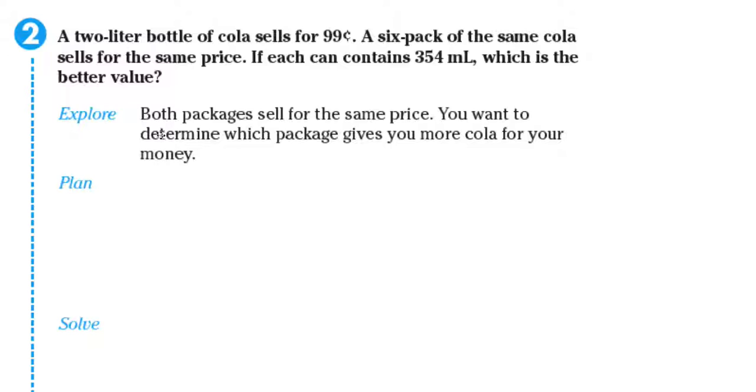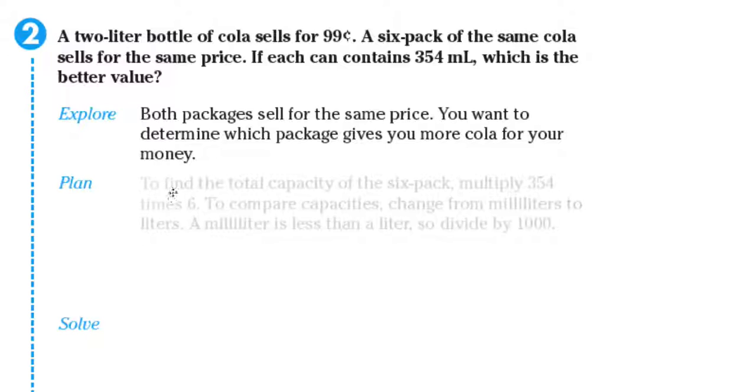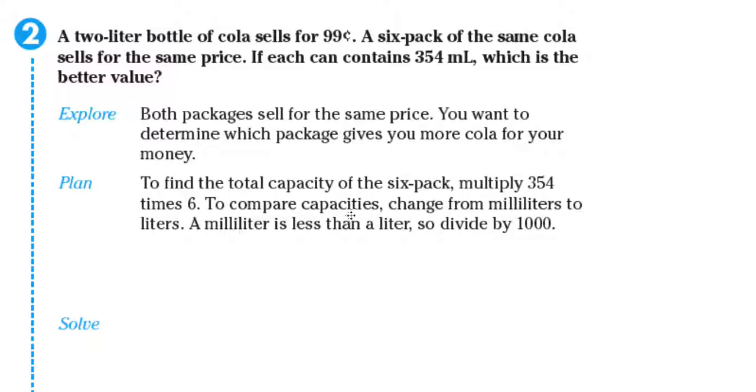So what do we know? Both packages sell for the same price. You want to determine which package gives you more cola for your money. So the first thing we do is find the total capacity of the 6-pack. Multiply 354 milliliters by 6, because there are 6 of them. To compare the capacities, change milliliters to liters. A milliliter is less than a liter, so divide by 1,000.